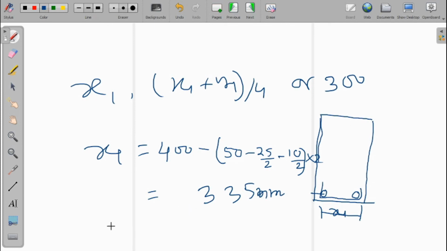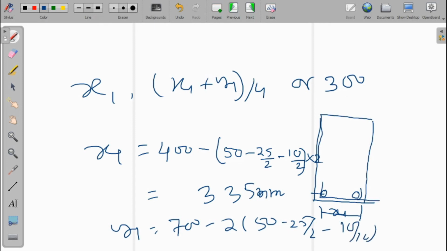Similarly, we can calculate for y1 also. y1 will be 700 minus 2 sides of 50 minus 25 by 2 minus 10 by 2, because this is also from the center of the transverse reinforcement to the center of the transverse reinforcement. It will be a similar process. 100 minus 25 minus 10 is 65, so 700 minus 65 is 635.